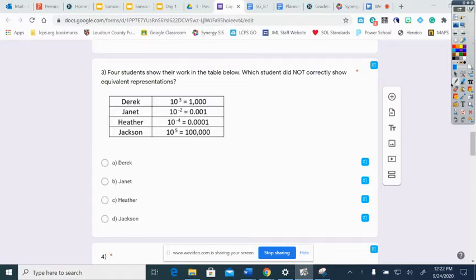So they put all of these in decimal form. So remember, my trick for when you're putting something in decimal form is to write the number 1 with a decimal behind it, and then you move as many times as the exponent tells you.